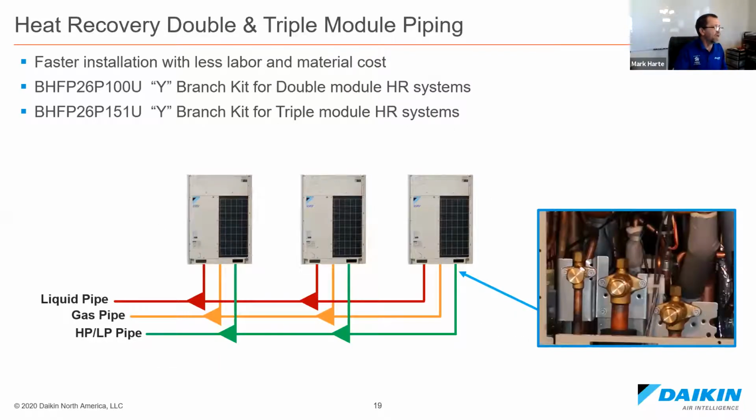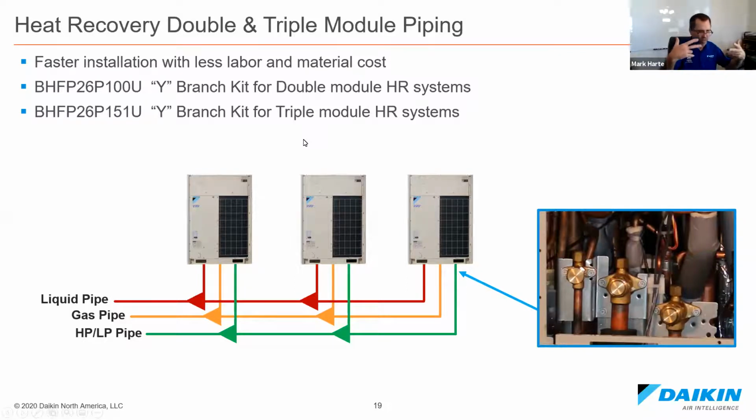Now, as far as manifolding outdoor units together, this is a heat recovery. We can do a single module, a double module, or a triple module. When you pipe these together, in this case as a triple module, there's a kit you put together. This is not the Refnet I was talking about earlier. That's for the indoor. This is for the outdoor. We call this a branch kit.